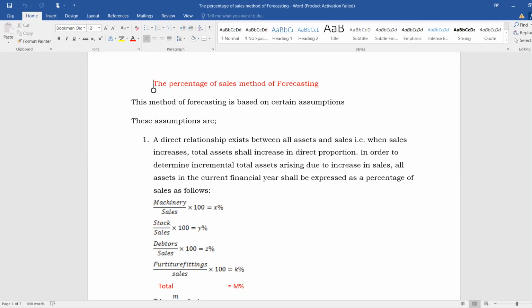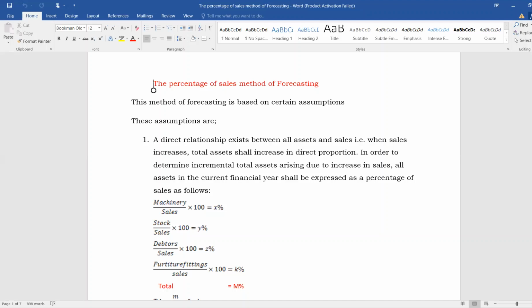And when I talk about assets, what I mean are all assets of a firm. And I know you are aware that assets are classified into two. We have the current assets and we have the fixed assets, which are sometimes referred to as the non-current assets.